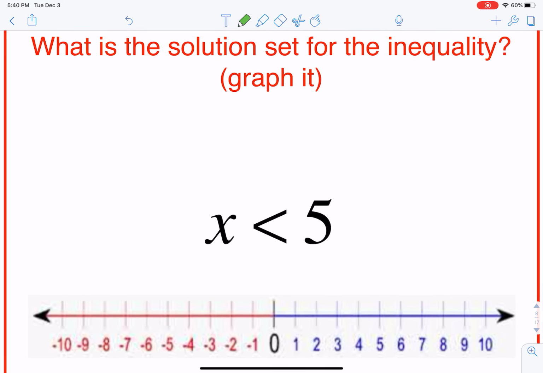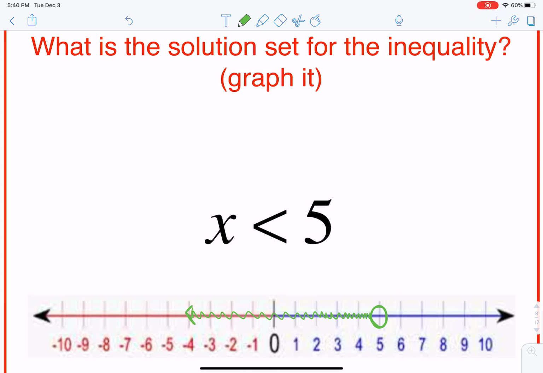Now I want to talk about what the solution set is for this inequality, and I want to graph it: x values that are less than 5. So all of the values that are less than 5. What I want to do is put an open circle here where my 5 is, and we'll talk a little more about open circles and closed circles as we go on. And all of my x values that are less than 5 is where I want to shade here.